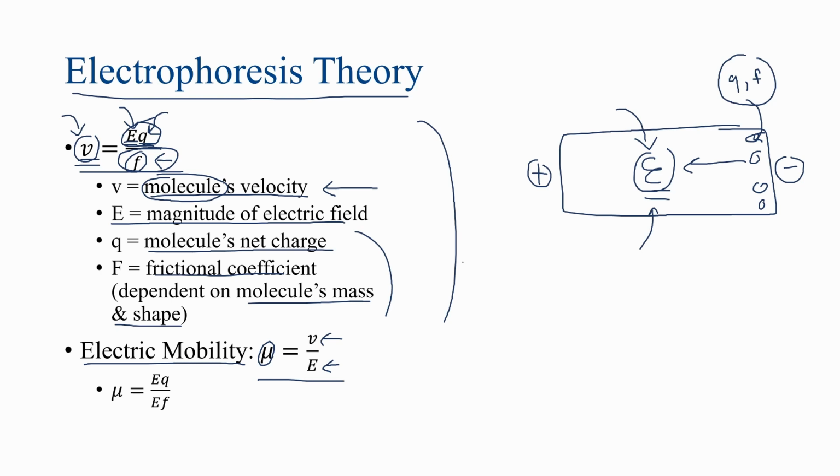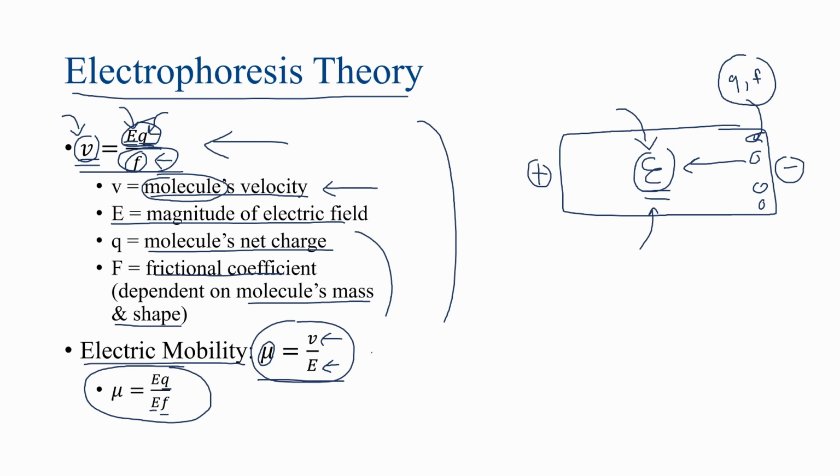So if we want to modify this electrical mobility equation to adapt to our electrophoresis theory equation, then we can rewrite this as the electric mobility equal to the electrical field times the molecule's net charge divided by the electrical field times the frictional coefficient.